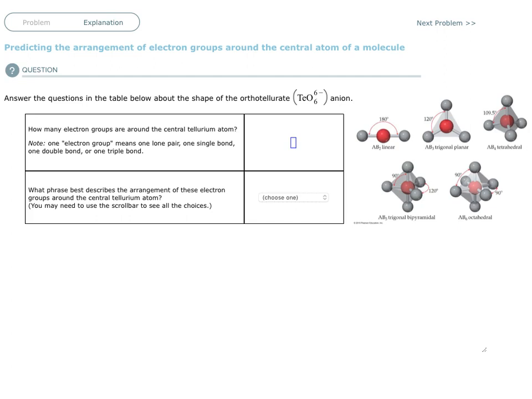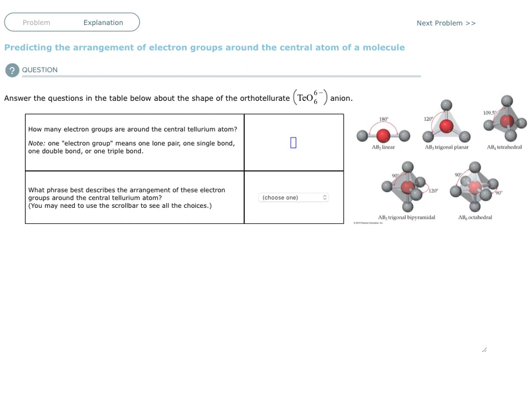So they're going to give us a nice hard one here, tellurium hexoxide. All right, so tellurium, I have to look that up. I don't even know where tellurium is. Let me look at the periodic table. You should always have a periodic table. Tellurium is in group 6, okay, and tellurium is in period 5.